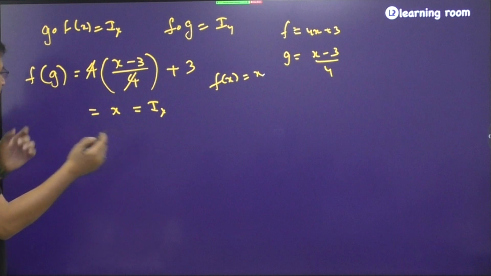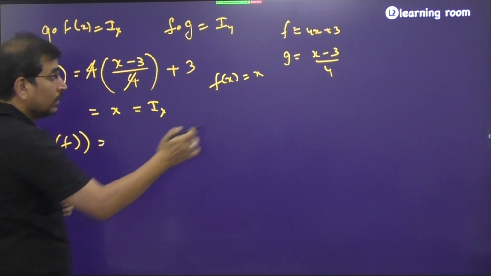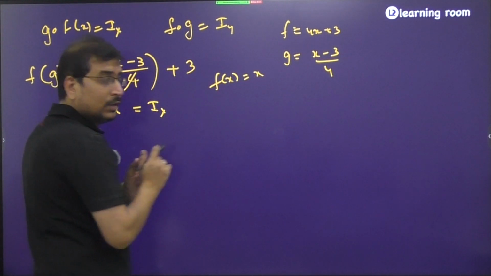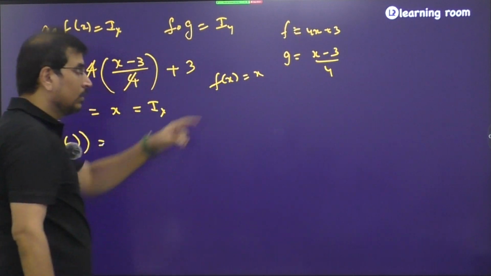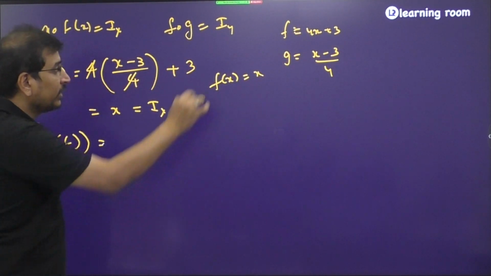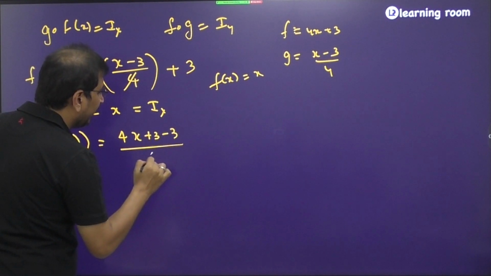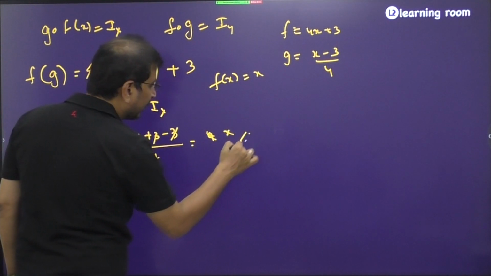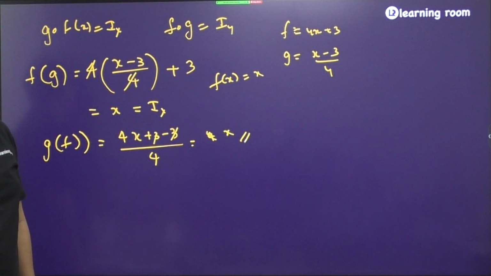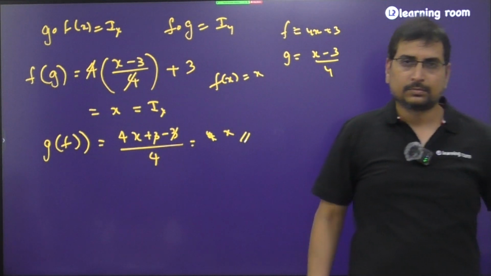Similarly, what is g of f? g is (x minus 3) by 4. So wherever I have the variable, replace it with f. In the place of x, what should I write? (4x plus 3 minus 3) divided by 4. 3 and 3 will get cancelled. 4x by 4 is x again. It is also an identity function. That is the reason why we call either of them the inverse of the other.